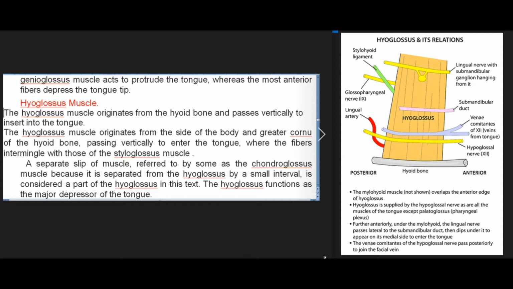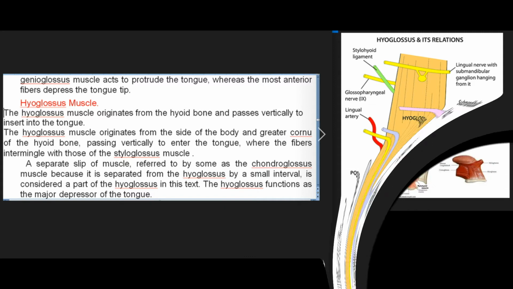Hyoglossus muscle. The hyoglossus muscle originates from the hyoid bone and passes vertically to insert into the tongue. The hyoglossus muscle originates from the side of the body and greater cornu of the hyoid bone, passing vertically to enter the tongue, where the fibers intermingle with those of the styloglossus muscle. A separate slip of muscle, referred to by some as the chondroglossus muscle because it is separated from the hyoglossus by a small interval, is considered a part of the hyoglossus in this text. The hyoglossus functions as the major depressor of the tongue.